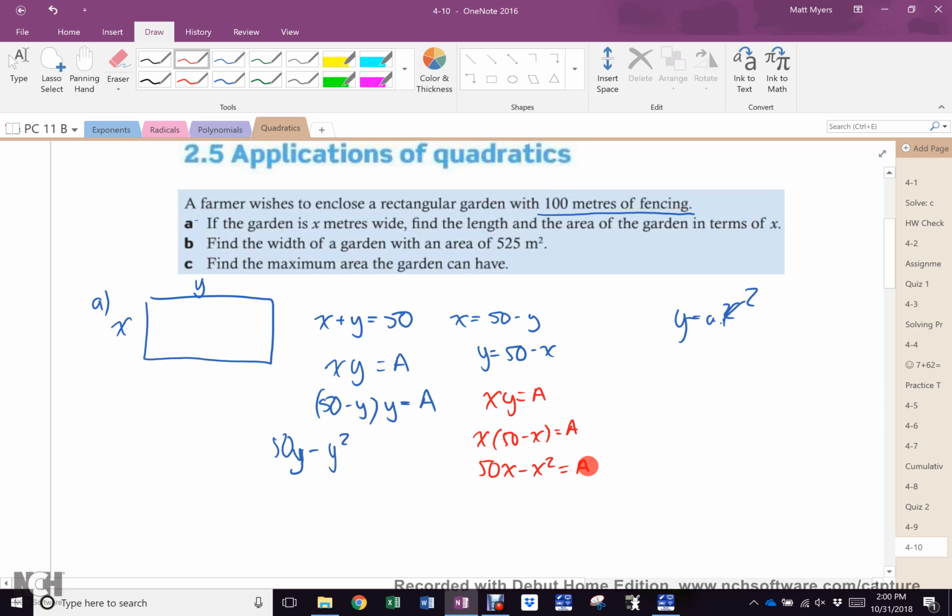Which one of those do we like better, red or the blue? Red, because it keeps the output as output. Can I erase all the blue now? Yeah. Okay. Now, find the width of the garden if the area is 525. Where does the 525 go here? A. 50x minus x squared equals 525. How do I solve that?